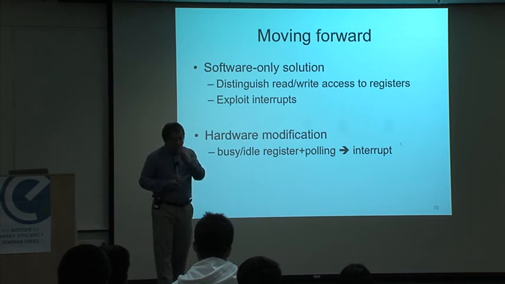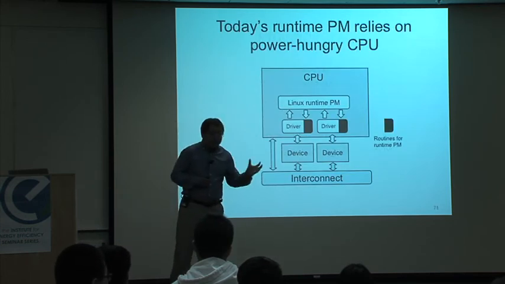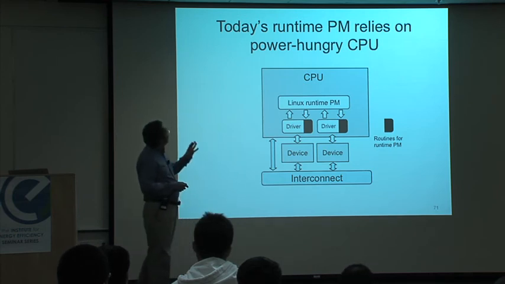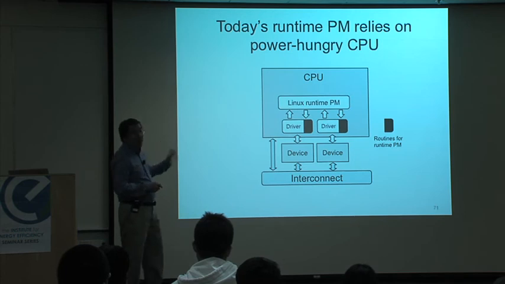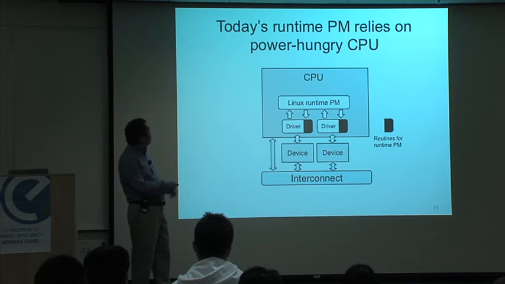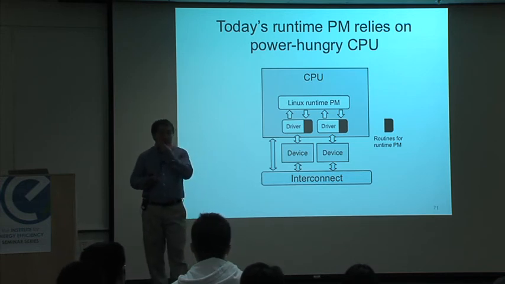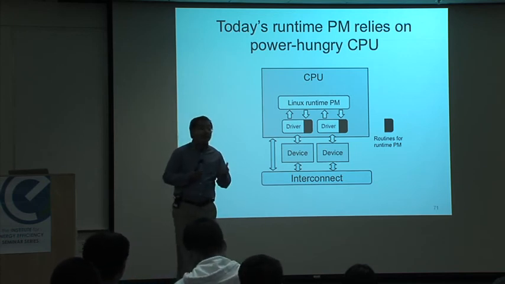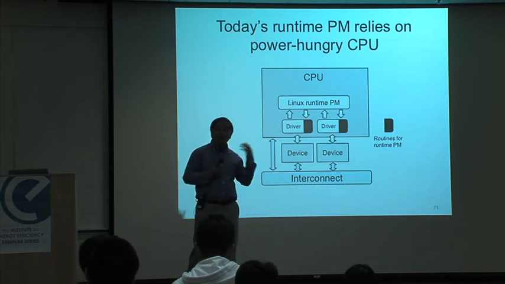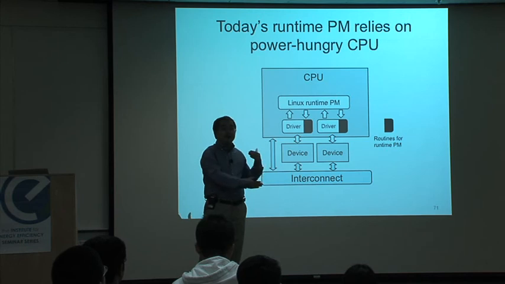Now, more importantly, I think the next important thing we should do is completely remove the CPU from the cycle. Remember, today's runtime power management relies on the power-hungry CPU, right? Your drivers, this is the Linux case, right? Drivers and Linux runtime PM run on the CPU. But these days, CPU is power-hungry, and most of the time you try not to use the CPU. Even for your phones, for example, when you're listening to music, MP3 playing, it's not done through the CPU. It's done through some microcontroller cores, right?